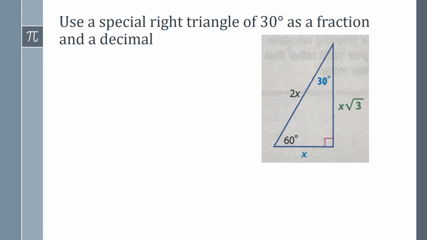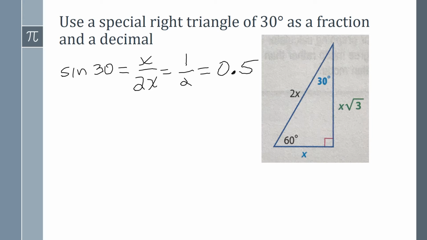So, the sine of 30 is equal to the opposite. Well, the opposite is x, over 2x. And x is canceled, which means that that's going to be 1 over 2, which is equal to 0.5. So the sine of 30 is equal to 0.5.